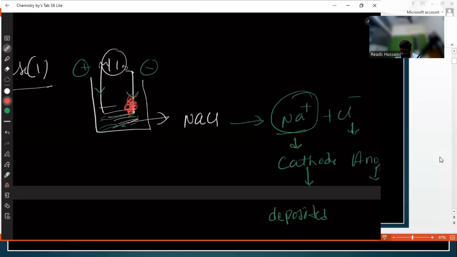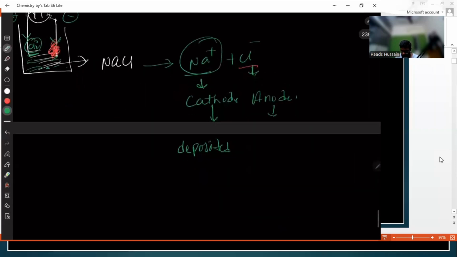Here Cl- ions are anions. Chlorine gas will be released at the anode, because that is an anion. So two products will be formed here. One is sodium, the second one is chlorine. Since sodium is a metal, it will be deposited at the cathode because it is a cation.